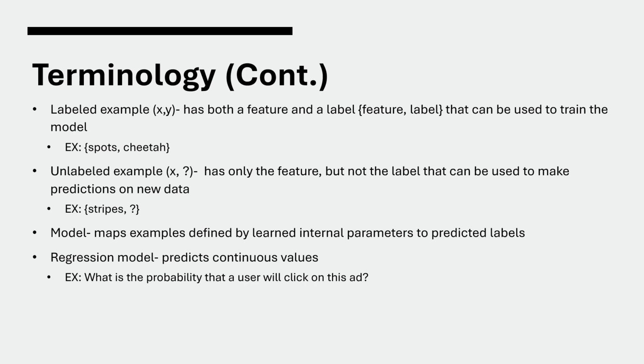Models map examples defined by learning internal parameters to predict labels. They're what we're trying to build, so machines that are capable of learning how to predict an outcome with data it's fed. A regression model predicts future continuous values or labels. This is usually done linearly, and we'll only do one of these since I think personally charts and plots are kind of boring.